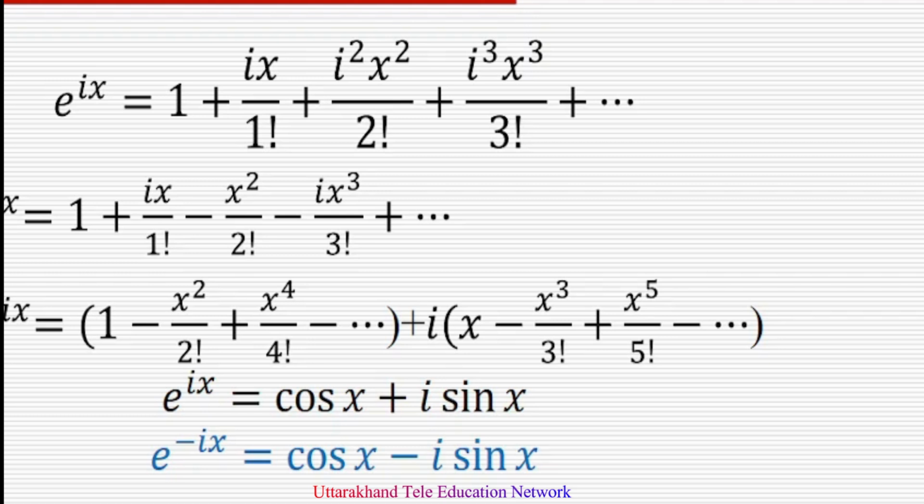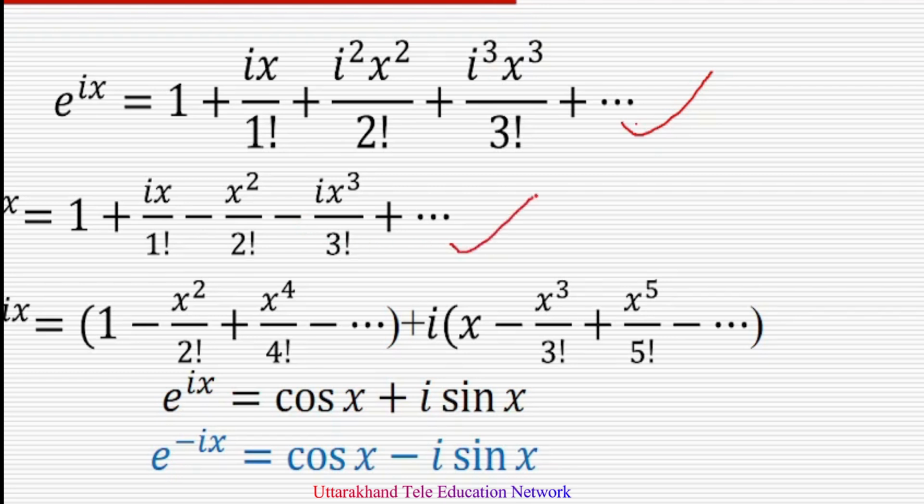Euler's theorem states that e raised to power ix is equal to cos x plus i sin x. Now we know that e raised to power ix is 1 plus ix over factorial 1 plus i square x square over factorial 2 plus i cube x cube over factorial 3, and so on. Here i square is minus 1 and i cube is minus i, and so on.